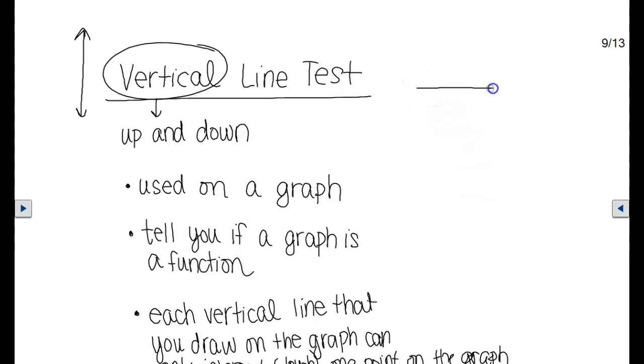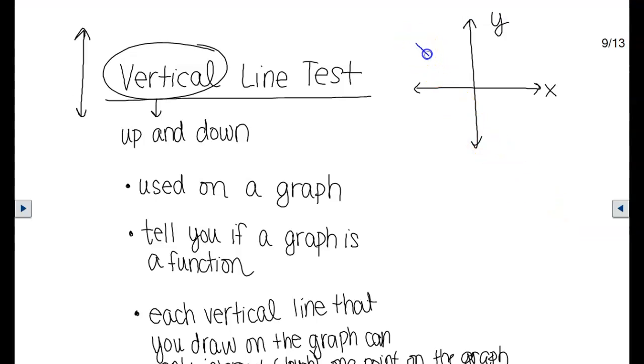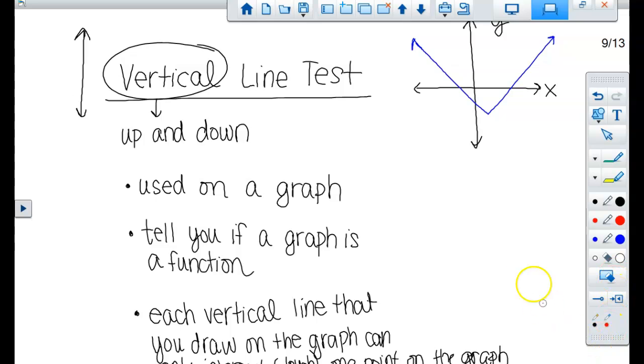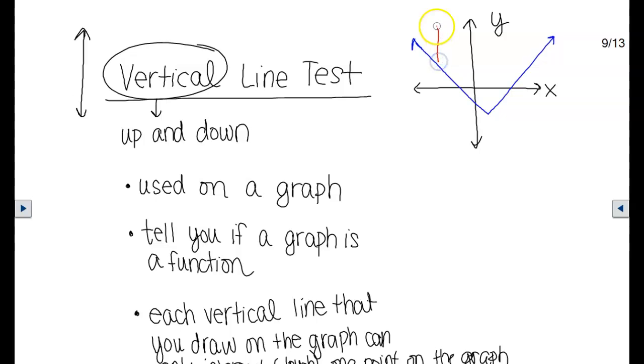So let me show you what I mean by that. Okay, x-axis, y-axis. Let's say, I'm going to use blue. Let's say I have a graph that looks like this. So when I refer to the graph, I'm referring to this blue V shape. So that is my graph, is that blue V shape, okay? What I'm going to do, I'm going to use red, and I'm going to draw a vertical line up and down across that graph.